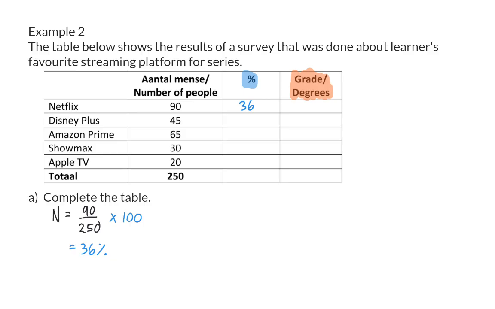And to change this value to degrees, we're once again going to start off with the fraction, but this time I'm going to multiply by 360 because there are 360 degrees in a circle. Rounded to the nearest integer, this is 130 degrees. So we're going to start off every time determining the fraction, and then to change that to a percentage, we will multiply by 100, and to convert it to degrees, we will multiply by 360.